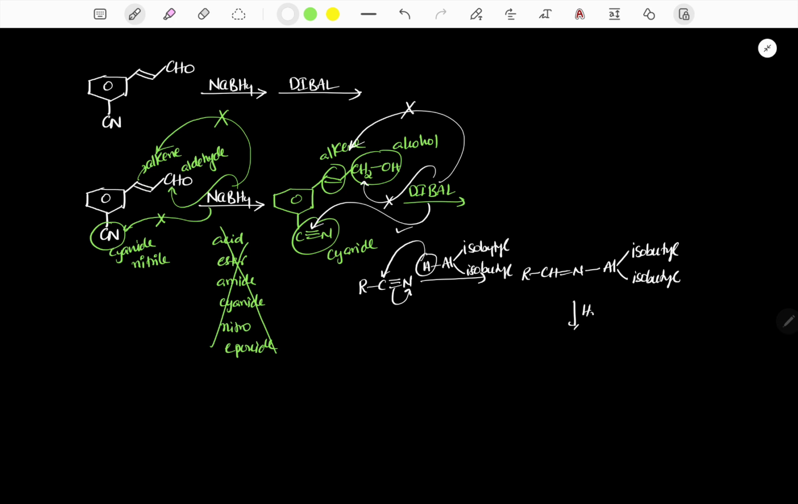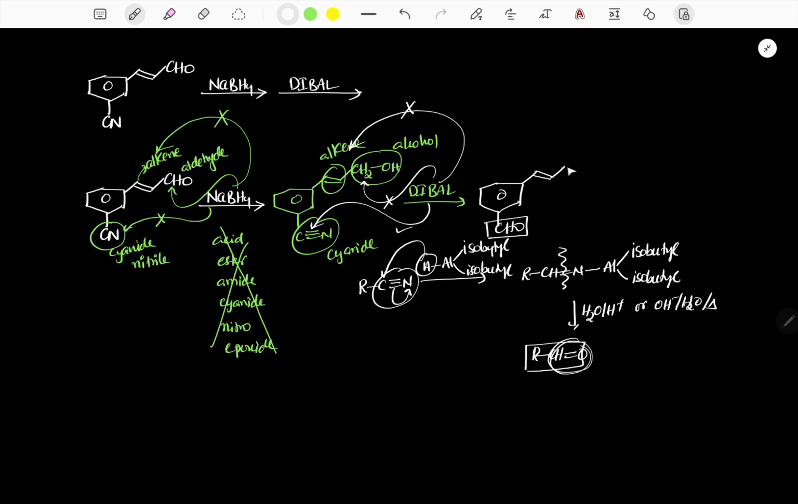Now after hydrolysis, acidic or basic hydrolysis by heating, the corresponding product is RCH=O. Therefore cyanide is converted to aldehyde. That's why here we can simply write the structure. The cyanide part is converted to aldehyde by adding DIBAL-H, and the remaining functional group remains unaffected. Only the cyanide part is reduced.